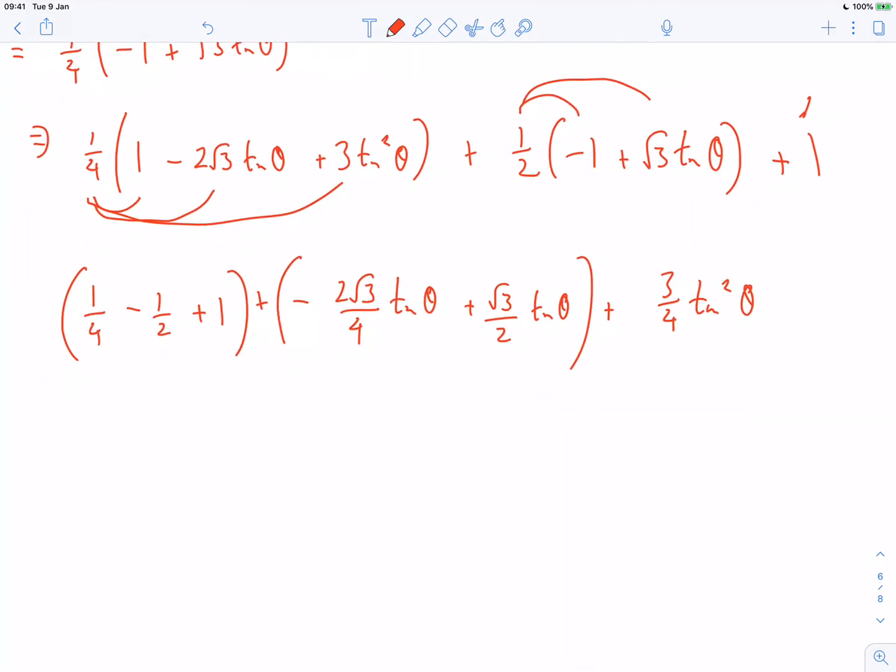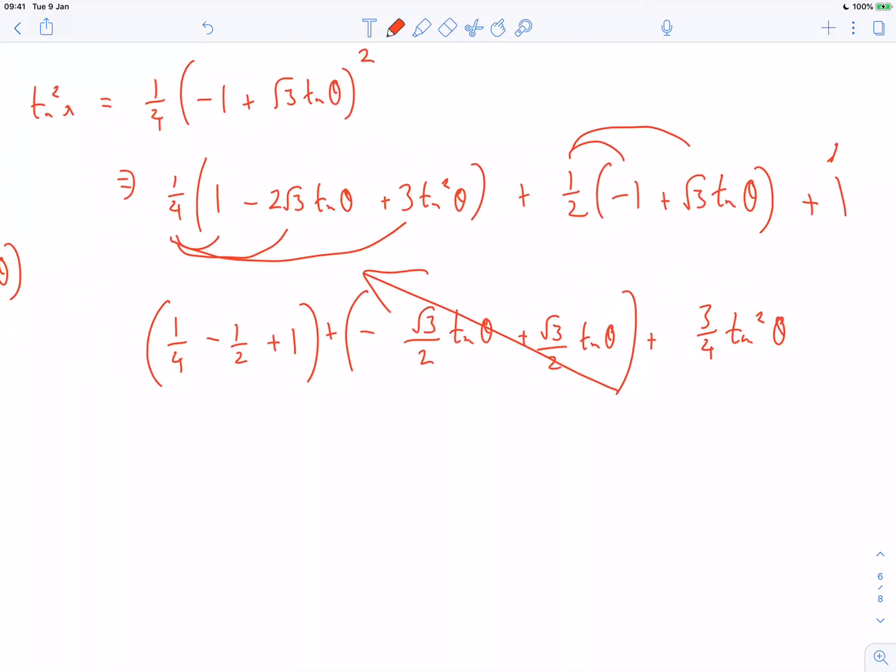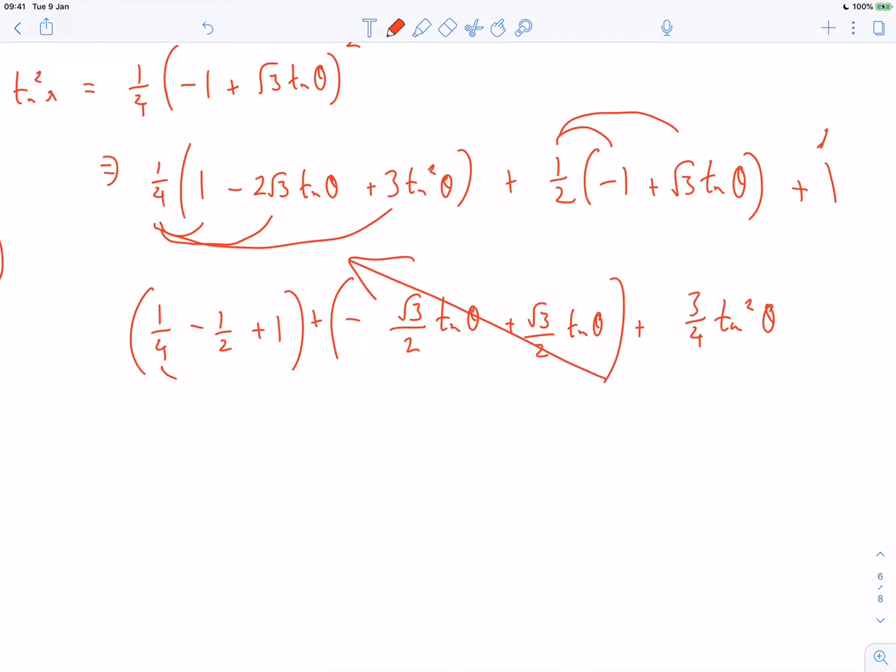Okay. Well, actually, 2/4 is just a half, isn't it? So actually, this is going to disappear. Now, a 1/4 plus 1 is 5/4. 5/4 minus 2/4, which is a half, is 3/4. So actually this whole thing tidies up to 3/4 plus 3/4 of tan squared theta.